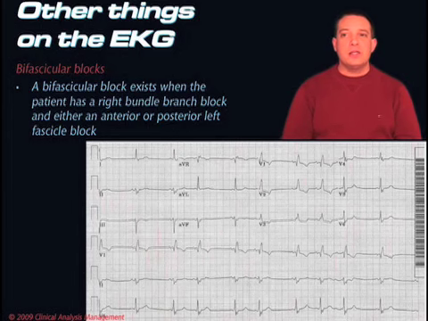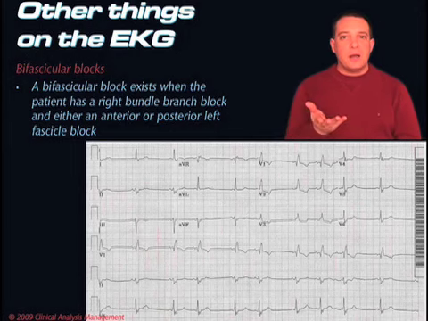And when you look here, you see that there are leads where the QRS complex is wider than 0.12 or wider than 120 milliseconds. So we know that this patient has a bundle branch block. We know that it's supraventricular in origin. We can see P waves. So we know that this is truly a bundle branch block.